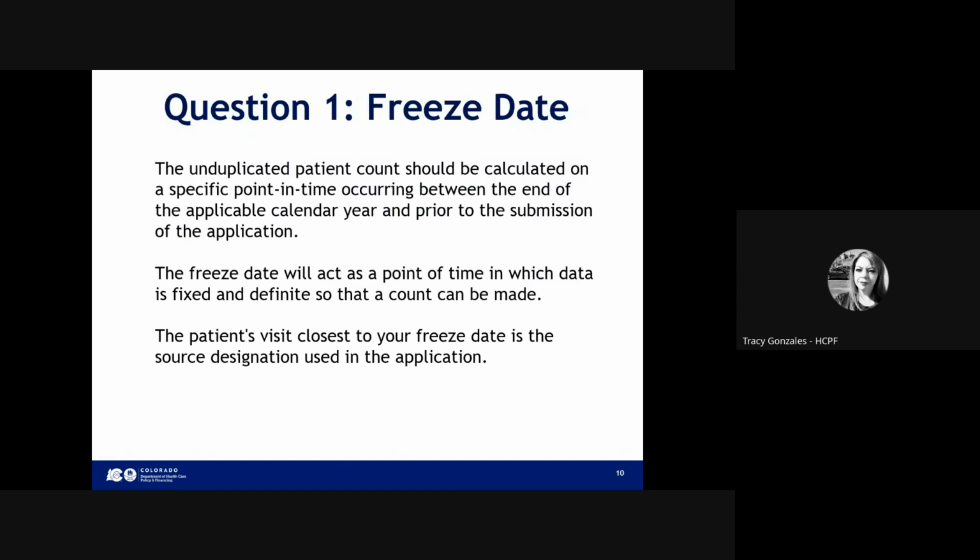Question 1 has a few different components to it. And the first component we're going to look at is the freeze state. The freeze state acts as a point in time in which your data is fixed and definite so that your unduplicated patient count can be made. Your selected freeze date must be between December 31st, 2025 and the application submission date of May 22nd, 2026. The patient's visit closest to the freeze date is the source designation used within your application.